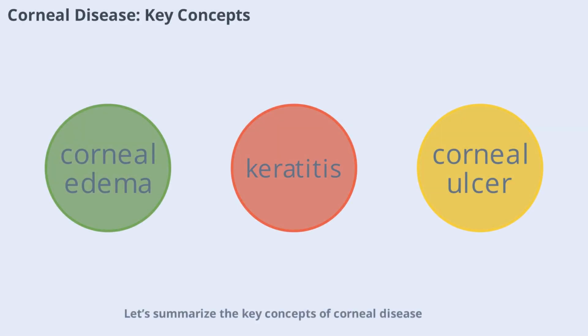Let's summarize the key concepts of corneal disease. The cornea's clarity depends on its structure and dehydration mechanism. Infections, trauma, or immune reactions can disrupt this balance, leading to edema, keratitis, or ulcers. Early recognition and targeted treatment are essential for preserving vision.